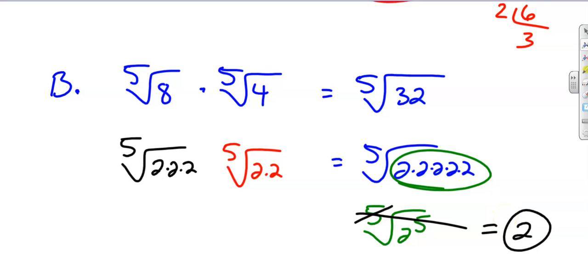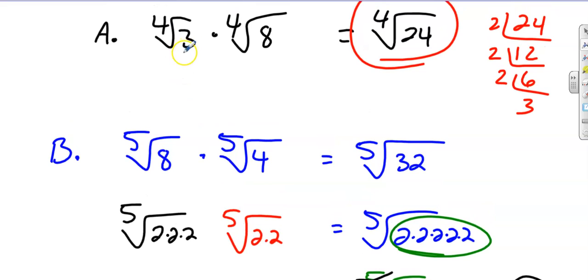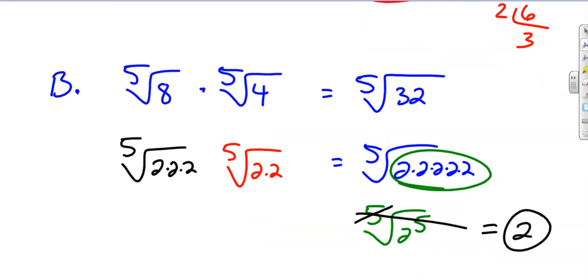And we could have even done the same thing back here with this one. 8 would have been here. It would have been 2 times 2 times 2. Well, if you break it down and there's not 4 of any kind, then there's just nothing you can do with it.